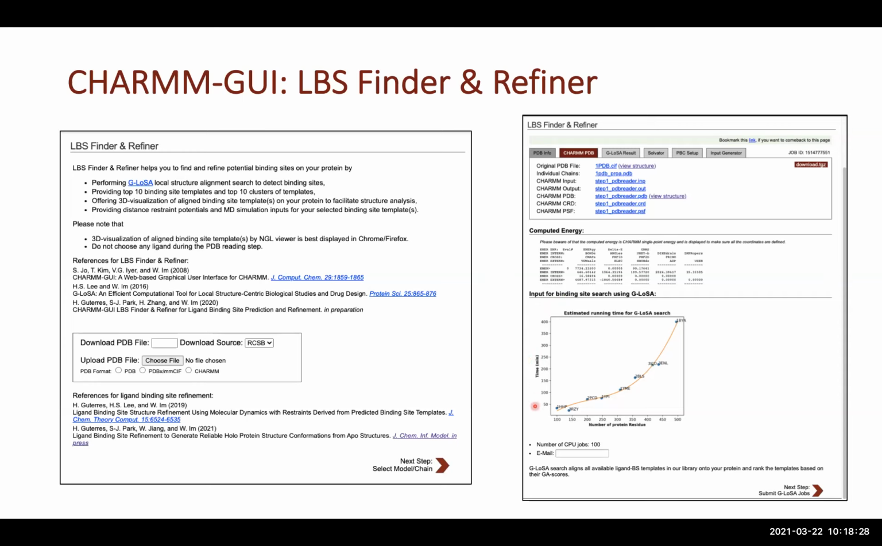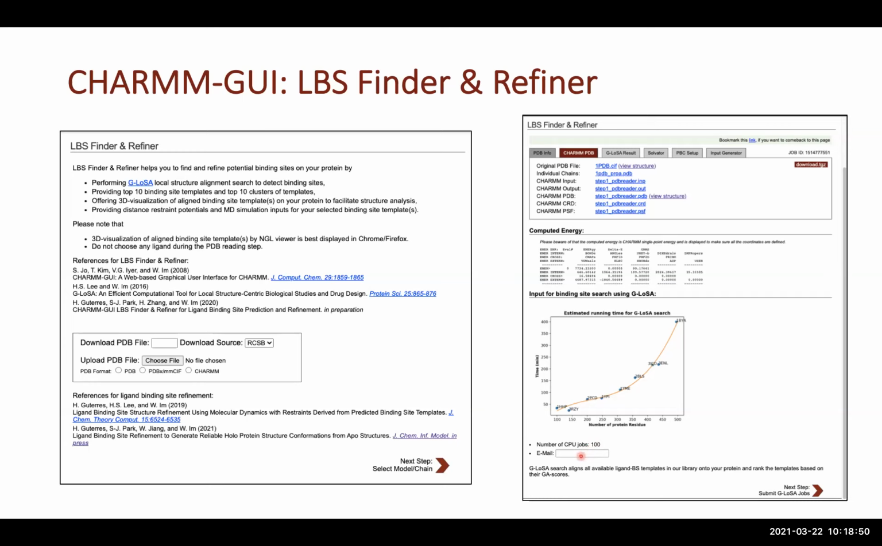Here is a graph that estimates the running time for GeoLoSA search. On the x-axis, you have the number of protein residues, and on the y-axis is the time in minutes. So for example, when your protein has about 200 residues, it takes about 60 minutes for GeoLoSA to run.